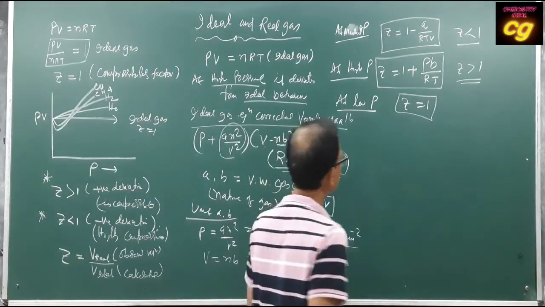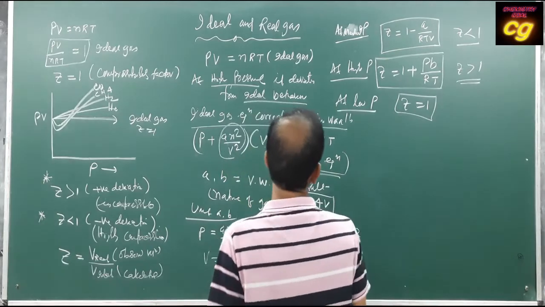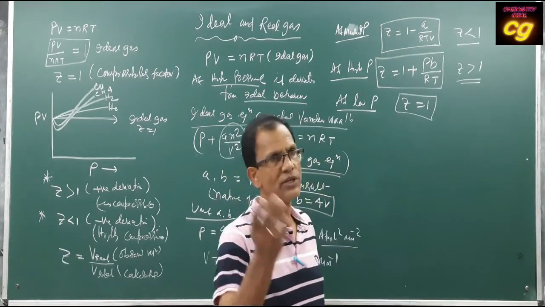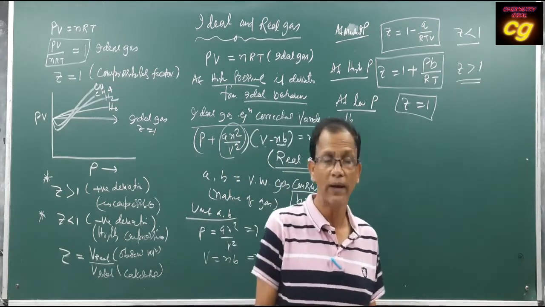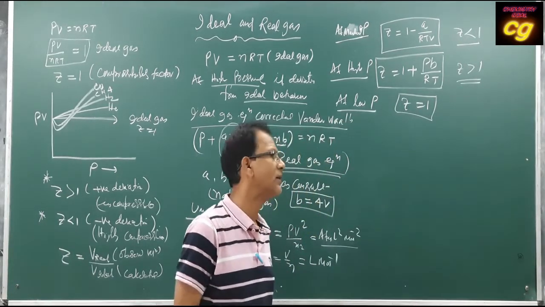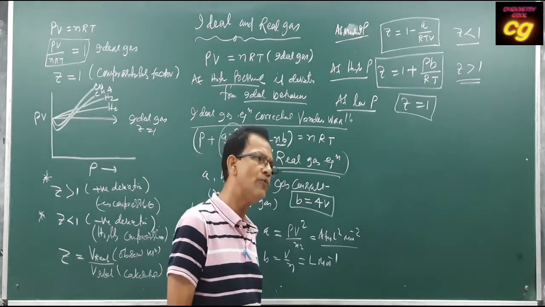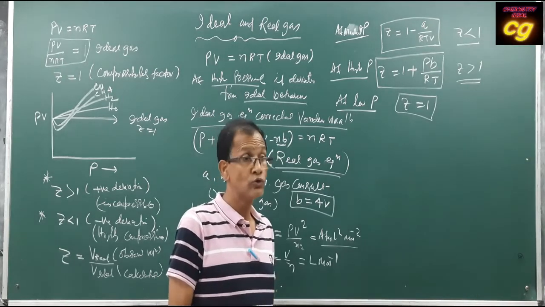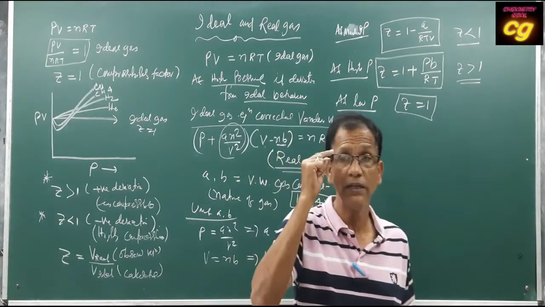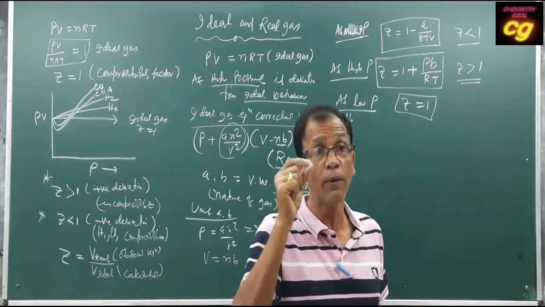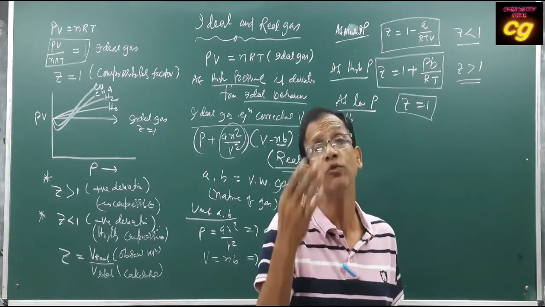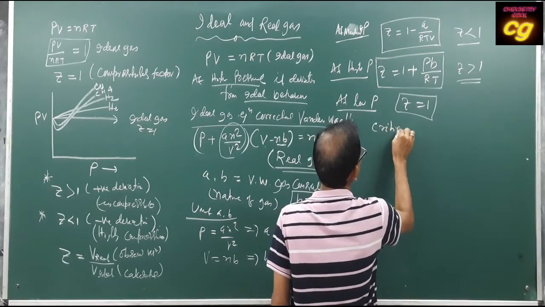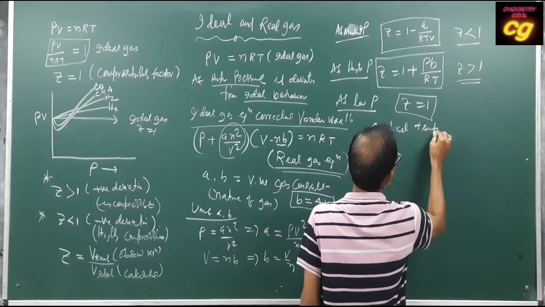Then another important thing is that gas can be liquefied at high pressure. When pressure is very high, gas will be liquefied. But it has been observed that some gases will not be liquefied even by increasing pressure. So the liquefaction of a gas can be done at a particular temperature. You have to maintain that temperature to liquefy the gas. This temperature is called the critical temperature.